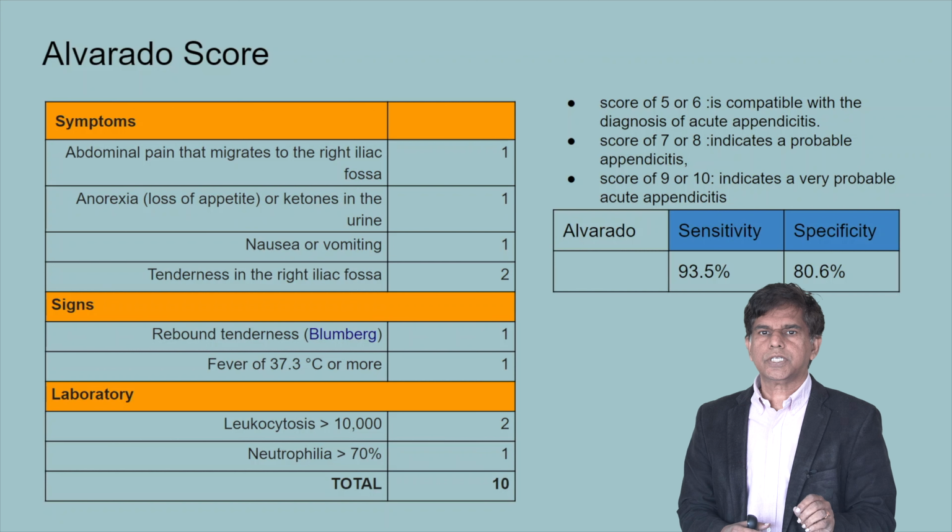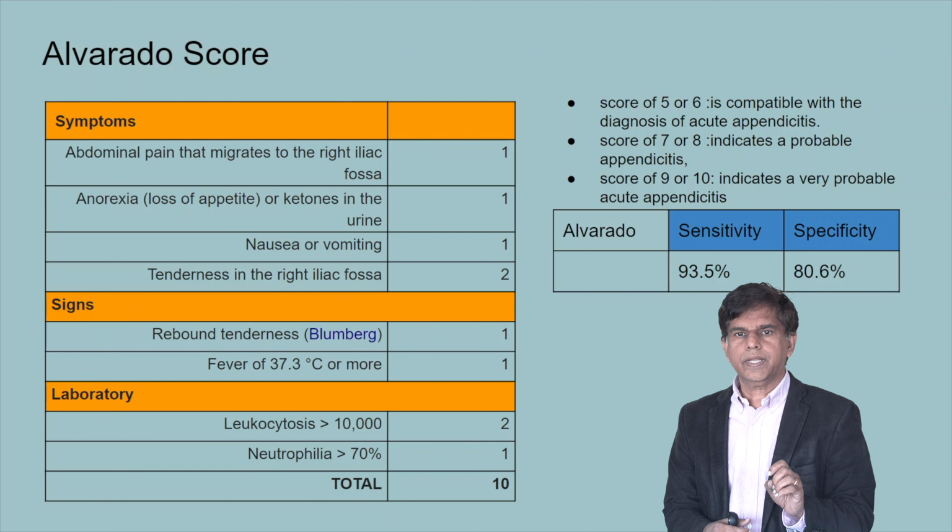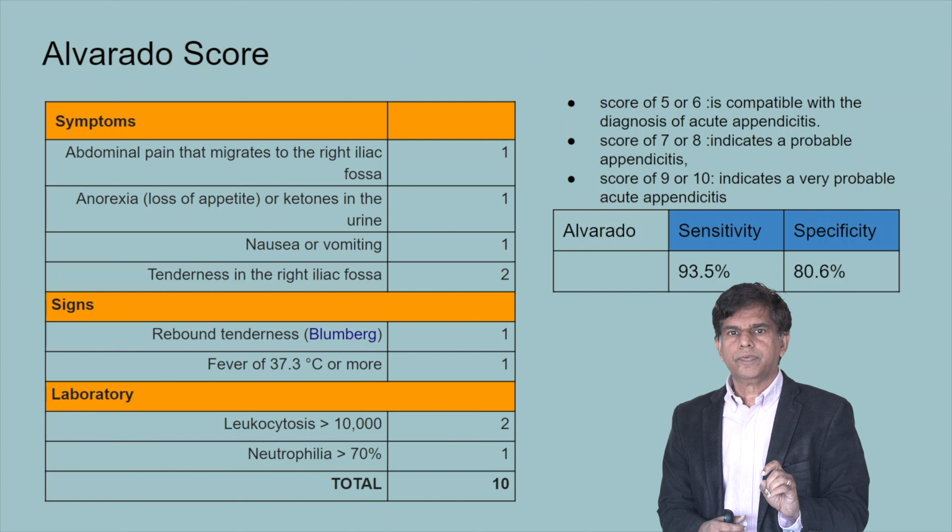So let's look at the sensitivity and specificity. Sensitivity is around 93.5% for the Alvarado score, and the specificity is 80.6%.